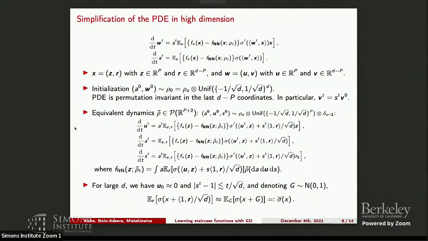Here I take D goes to infinity in these equations. U0 is a P-dimensional vector with entries that are plus or minus one over square root of D, so when D goes to infinity, you can approximate U0 by just a zero vector. S_t minus one is bounded by T over square root of D, so for finite time, when D goes to infinity, you can assume S_t is constant, equal to one. If you look at this with S equal to one and take the expectation over R, you have a sum of Rademachers divided by square root of D, which converges to a Gaussian. So we introduce this sigma bar, which is the activation smoothed with this Gaussian.